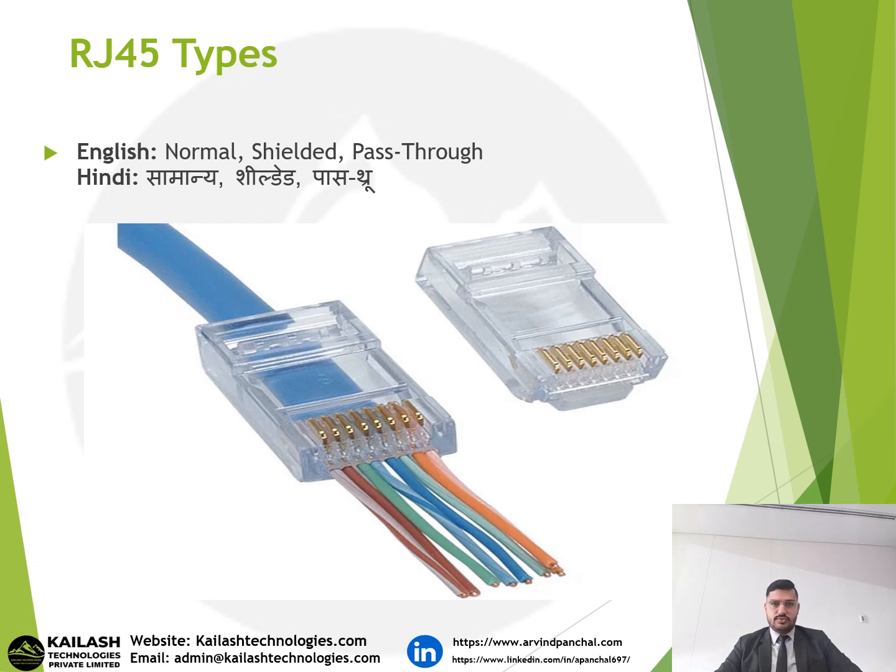RJ45 has two types: normal or shielded, and pass-through. One is the normal regular one, which is blocked from the edge area, but the simple pass-through, also known as the easy lane, allows you to just push the wire through, and it is for beginners. Professionals always use the normal and shielded one, but the pass-through is used by beginners who mainly don't know how to do color coding, so they can adjust the wire and use it.